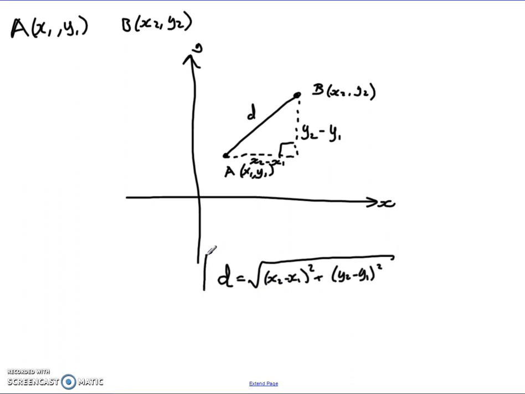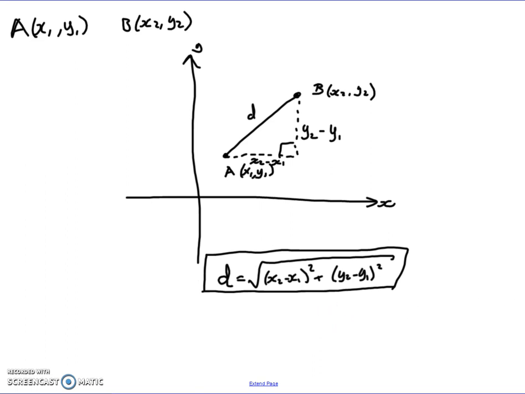So what this one here does is this tells me the distance between any 2 points where I have A located at x1, y1, so 1 point, and B located at another point, x2, y2. This here allows me to calculate the distance between them.